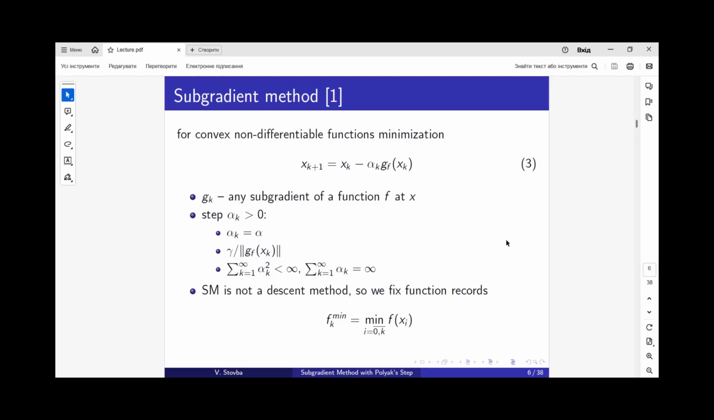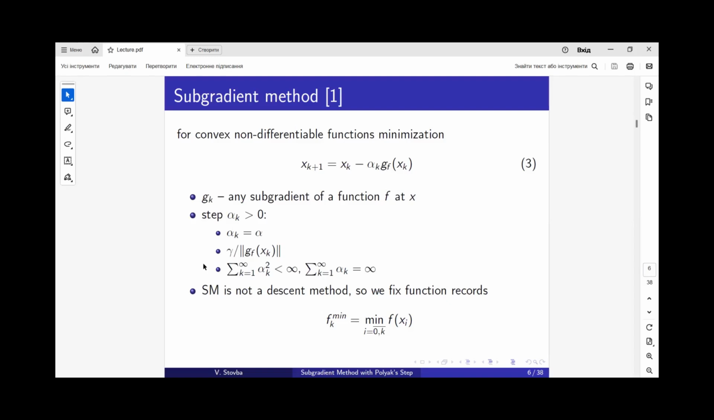If our function f is non-smooth, we can use subgradient method, which is the formula 3. This is the analog of the usual gradient method, but here instead of gradient, we use a subgradient of the function f at point x k. And here it is any subgradient. We can choose step alpha k, which is greater than 0, in different forms. And for each of these variants, we have some theorem that shows us that this method converges.